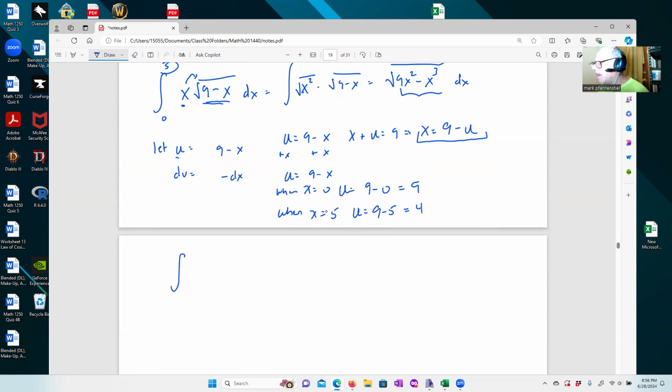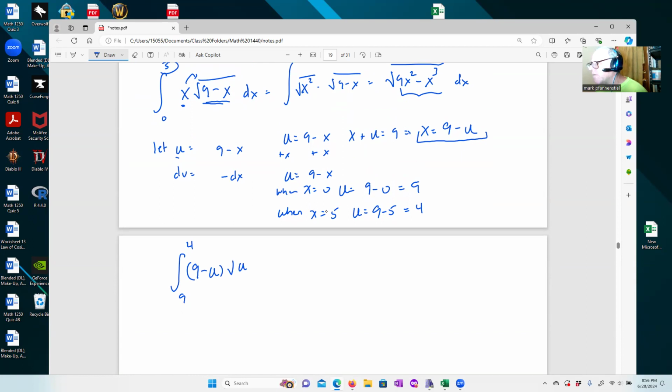So we have the integral from 0, which in the u world is 9, and then we go from x equals 5, but in the u world, that's 4. And then we can go ahead and start substituting. What was x? x was 9 minus u. We have the square root of 9 minus x, which is u.